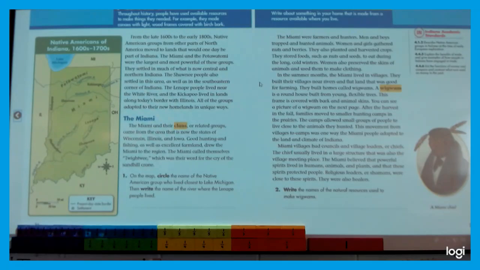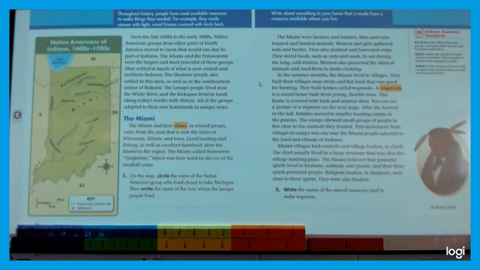The Lenape people lived near the White River. And remember, the White River flows right through Indianapolis. So the Lenape people lived around there. And the Kickapoo, I know my class always likes that name, the Kickapoo lived in lands along today's border with Illinois. So that would have been this area over here, also close to where we live, because we're right here.